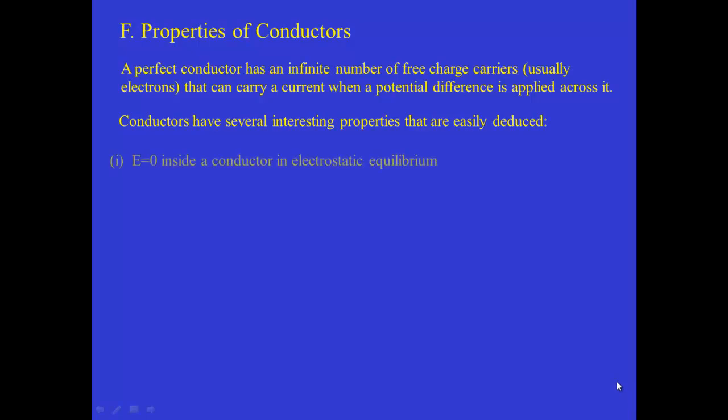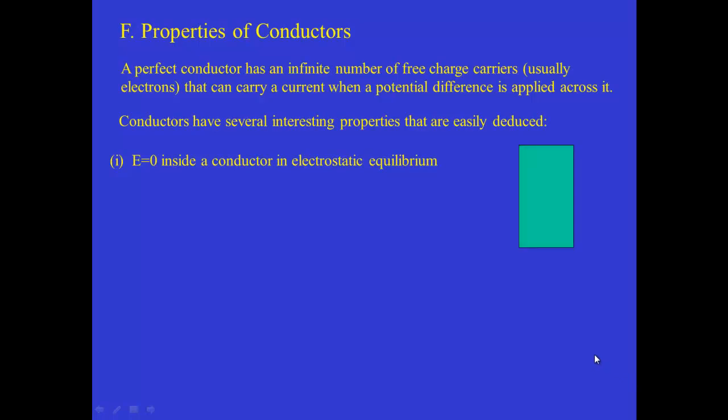brief justification for them. And the first that you may be familiar with is that the electric field is equal to zero inside a conductor that is in electrostatic equilibrium. And it's important to put that caveat about the equilibrium there. How do we know this?